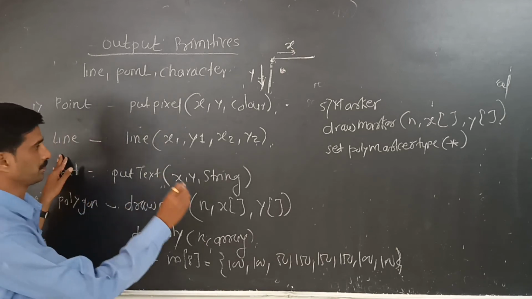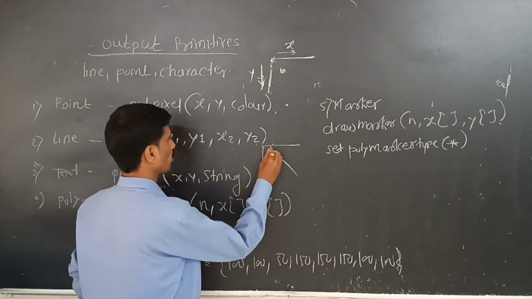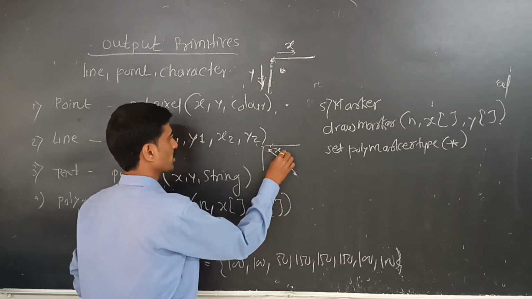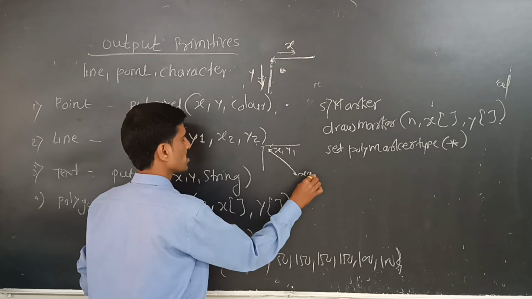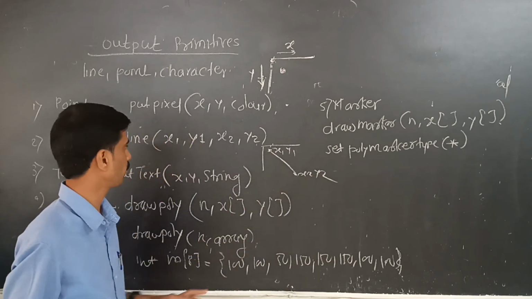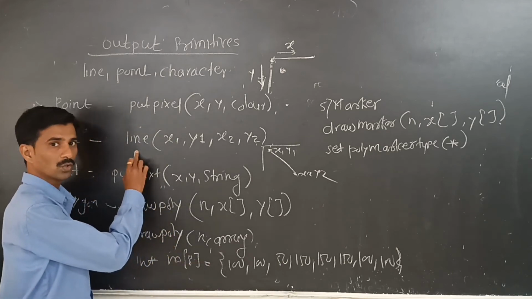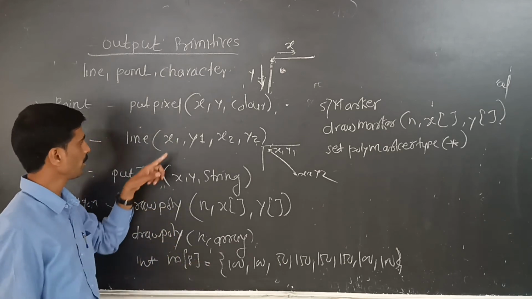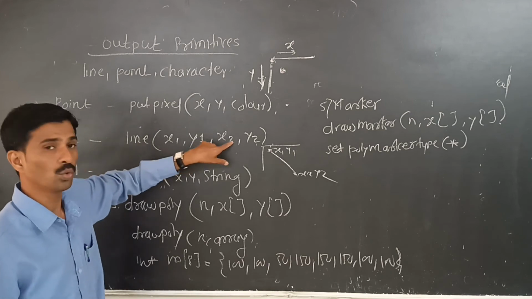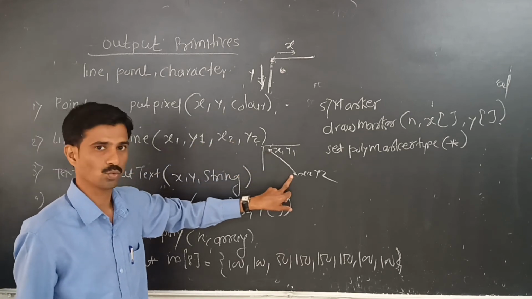Then for drawing a line, if I want to draw a line from one point to another point, the first point is x1, y1 and the other is x2, y2. So I want to draw a line from one point to the other, and for that we use the function line. Here x1, y1, x2, y2: the first point is x1, y1, and the other point is x2, y2.